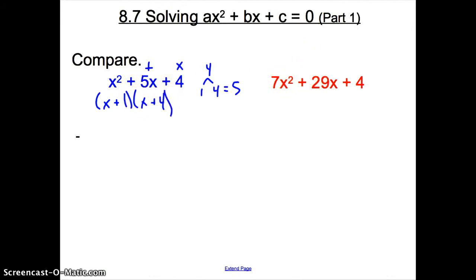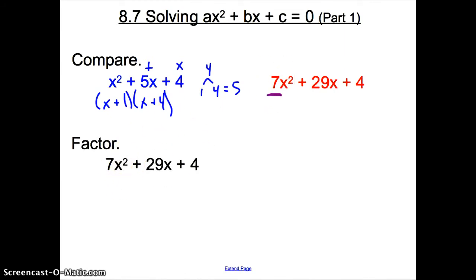Now let's take a peek at this red guy. Do we know how to factor this guy? Well, what multiplies to 4 and adds up to 29? I can't think of anything. Can you? Well, why can't we think of anything? Because we have this 7 in front of the x squared. Notice here where we do not have a number, here we do have a number. Here we don't have a number, here we do, here we don't, here we do. All right? This number is key because it changes a couple things for us.